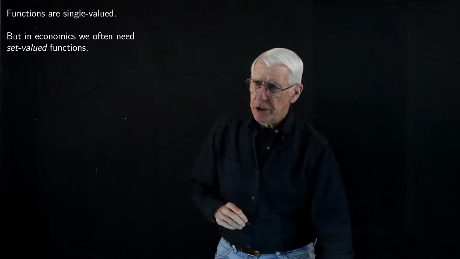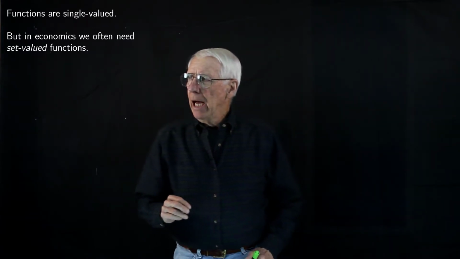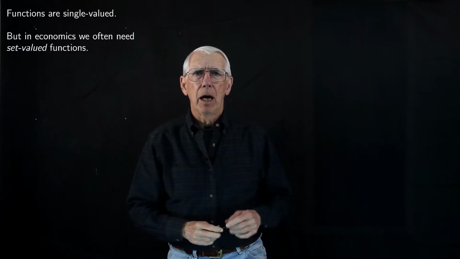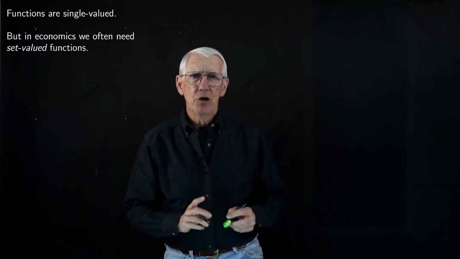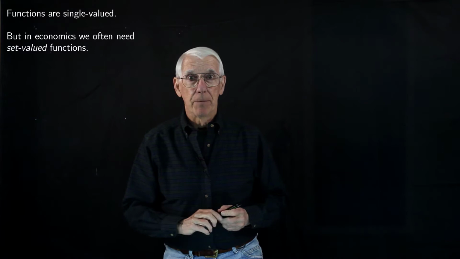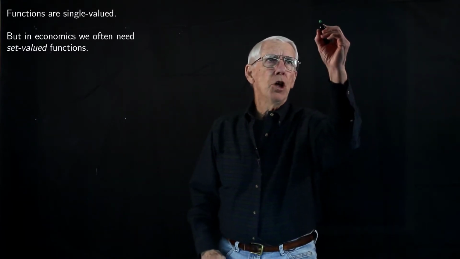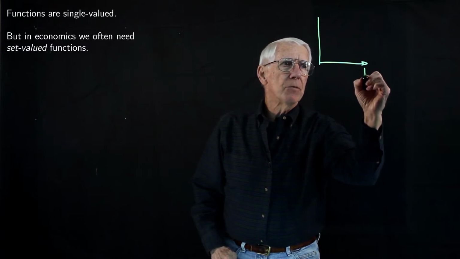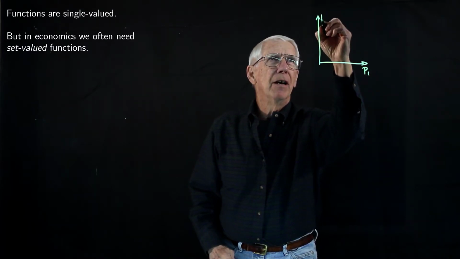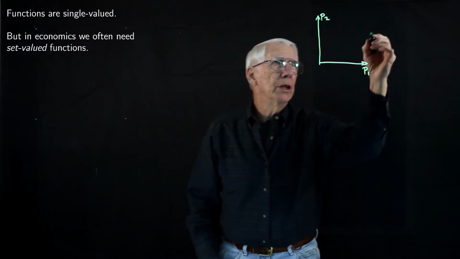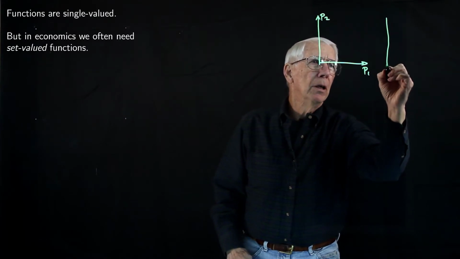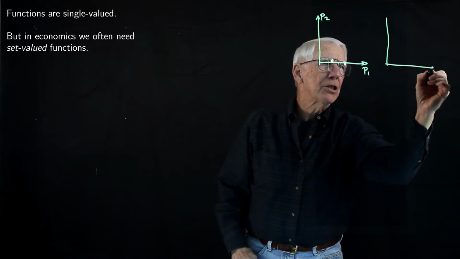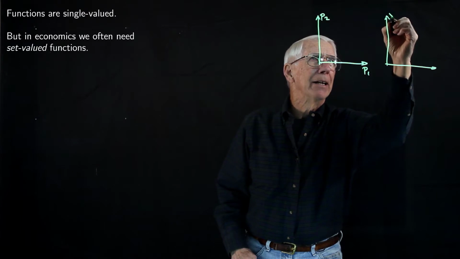So let me just start right off by giving a couple of examples from consumer theory where this is something that we need. So let's draw the space of prices. Let's suppose there are only two goods. Keep things simple. We have a wiggly axis here. That shouldn't make any difference for us.